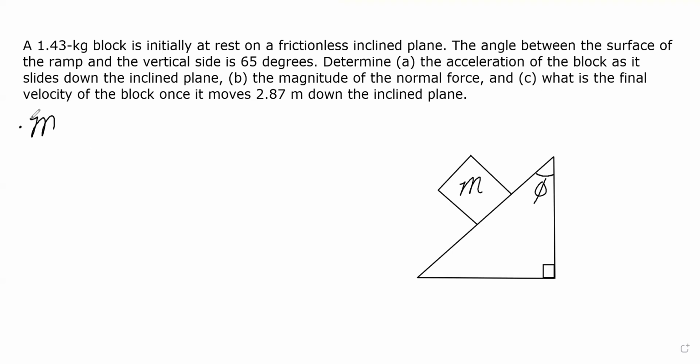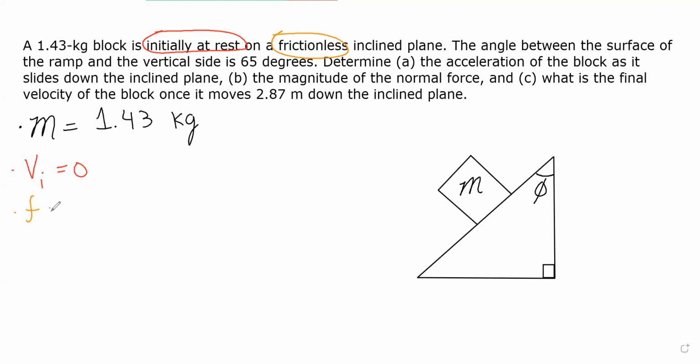So first we can identify our mass as the quantity with units of kilograms. Next, they specify that the block is initially at rest, so that might be important. Initial velocity is 0. It's frictionless, so lowercase f is 0.